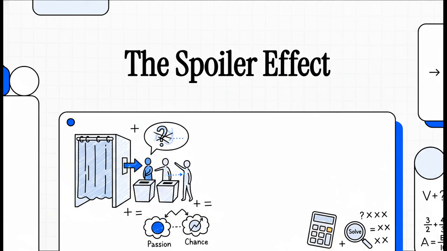Have you ever found yourself in the voting booth, staring at the ballot, completely torn? You've got the candidate you really, truly believe in, and then you've got the candidate you think actually has a shot at winning. It's a super frustrating choice, right? But what if I told you it's not just about politics? It's actually a math problem, and that's exactly what we're going to unpack today.